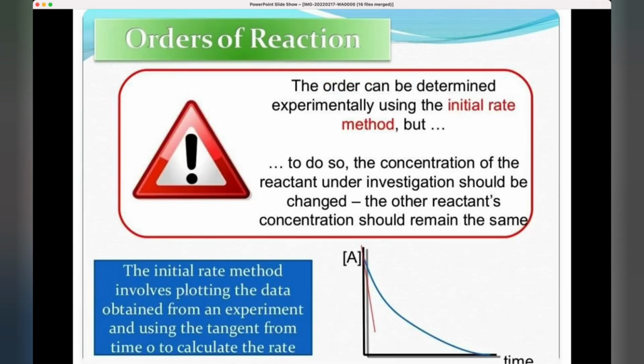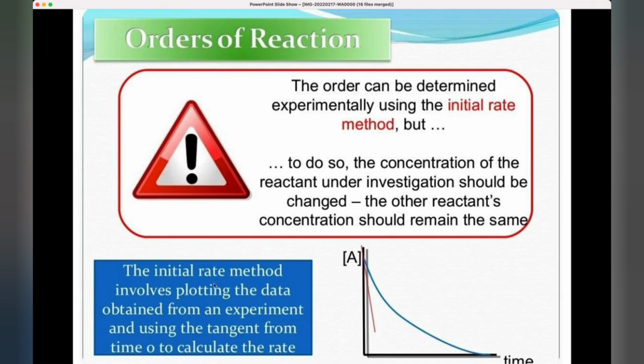Now next is orders of reaction. We were talking about the orders of the reaction. How do you find out the order of the reaction? We can find it out experimentally using something known as the initial rate method. But in order to do that, the concentration of the reactant which you are experimenting with should be changed, whereas the other reactants' concentrations should stay the same.